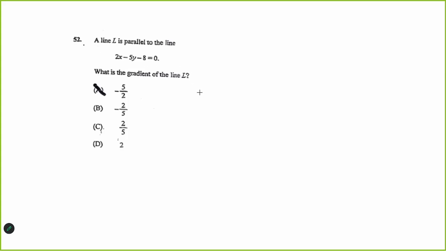Again, we have to make y the subject. So we have 2x minus 5y minus 8. Carry this across. You'll get 2.